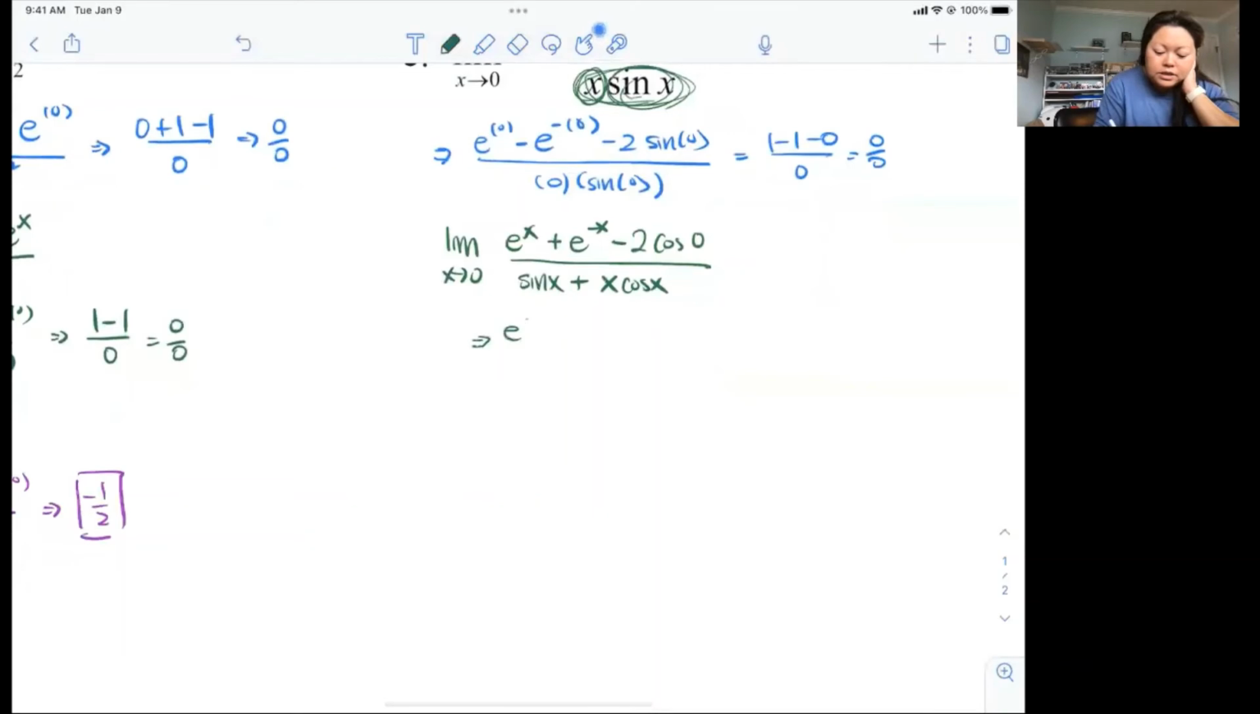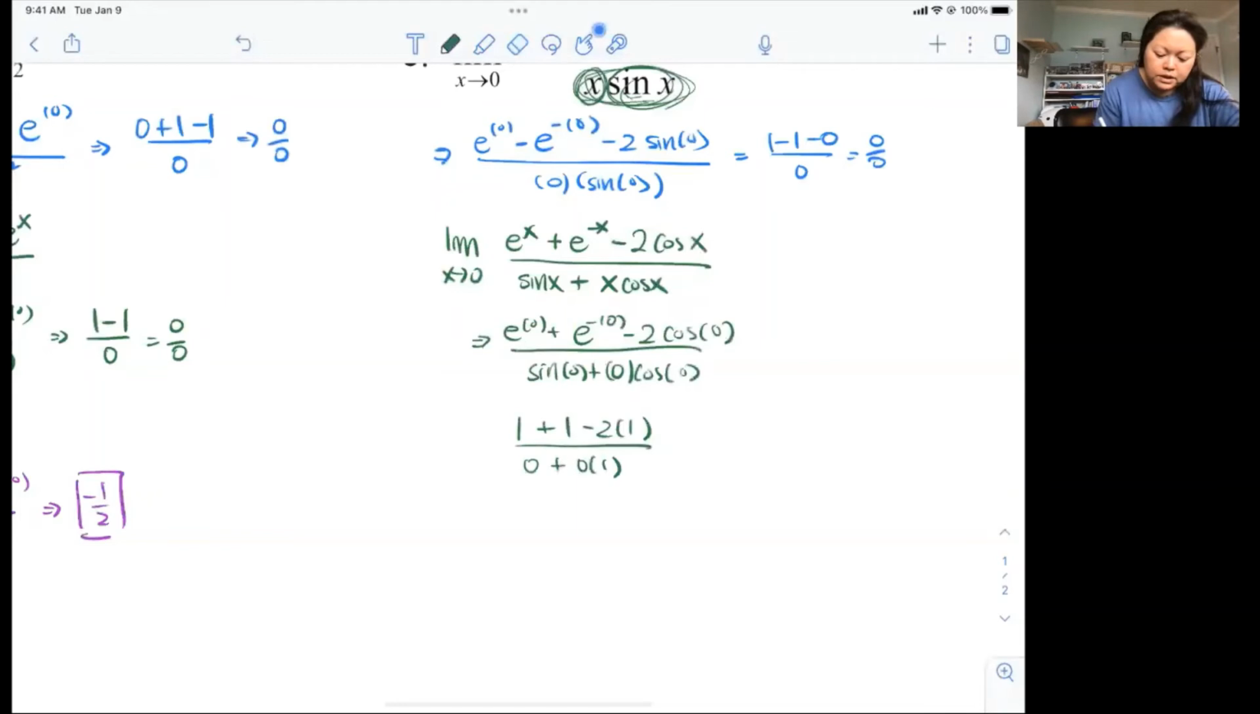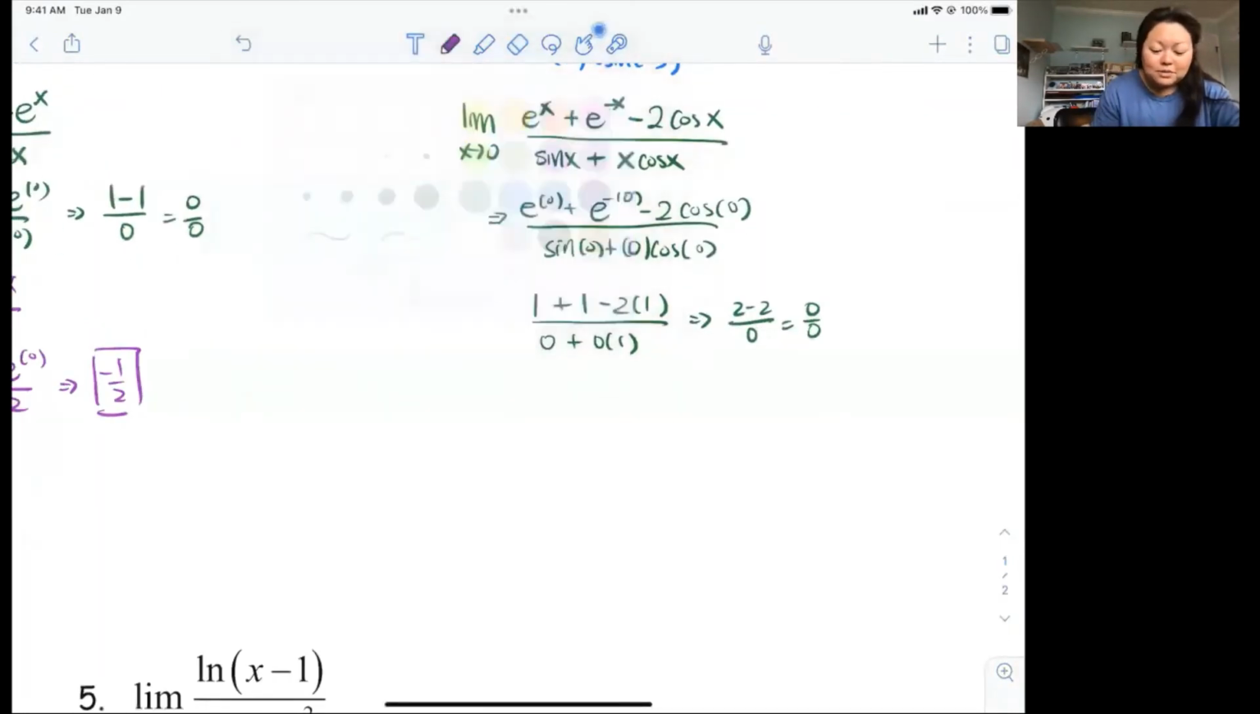You get e to the 0 plus e to negative 0 minus 2 cosine of 0. Ooh, accidentally put a 0 there, cosine of x, all over sine of 0 plus 0 cosine of 0. That gives me 1 plus 1 minus 2 times 1 over 0 plus 0 times 1. So that gives me 2 minus 2 over 0, 0 over 0 again. Okay, all right. You can probably tell because this is notes, I'm trying to get you to do a lot more iterations of this. So limit as x approaches 0 of this function up here.